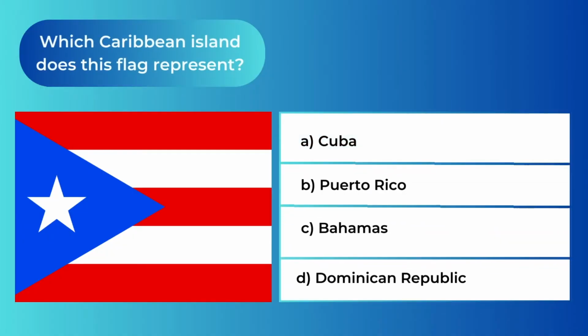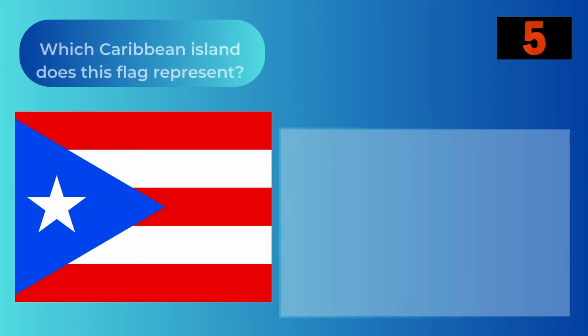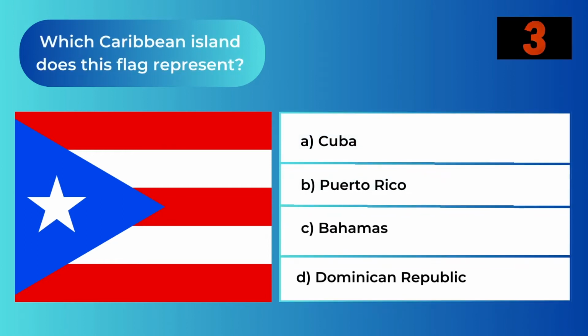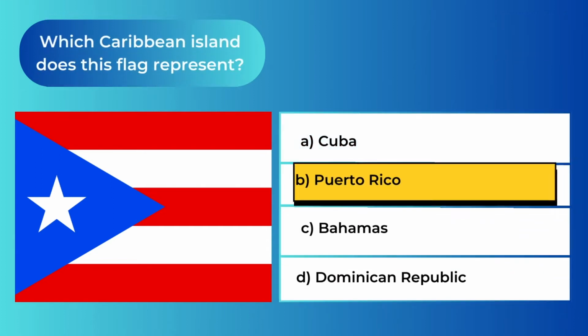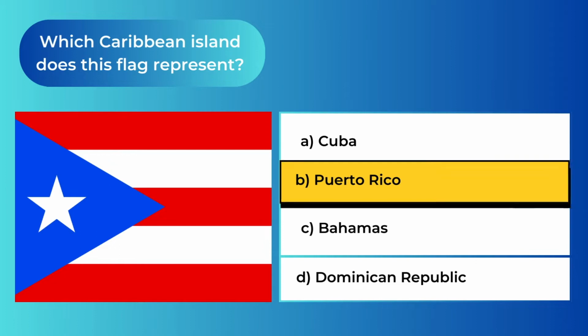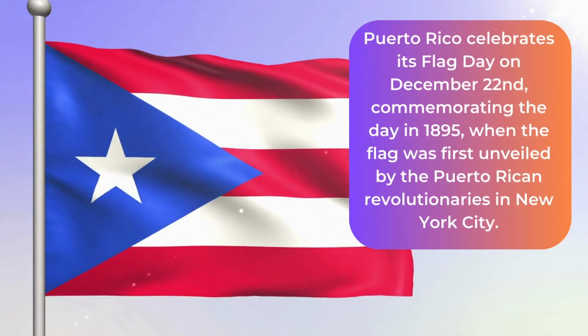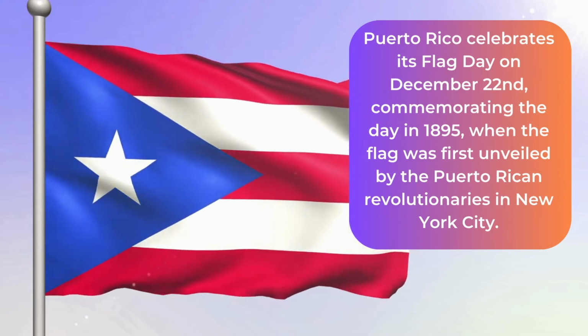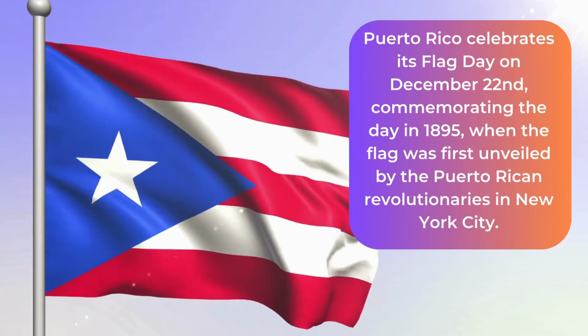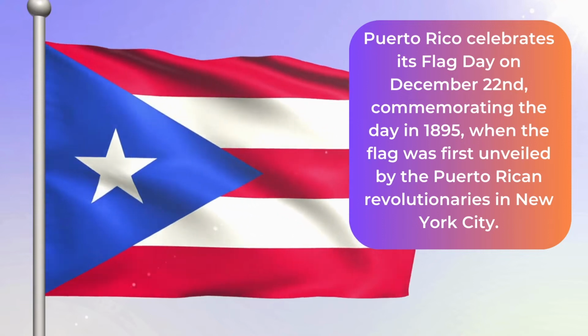Which Caribbean island does this flag represent? The answer is B, Puerto Rico. Puerto Rico celebrates its Flag Day on December 22nd, commemorating the day in 1895, when the flag was first unveiled by the Puerto Rican revolutionaries in New York City.